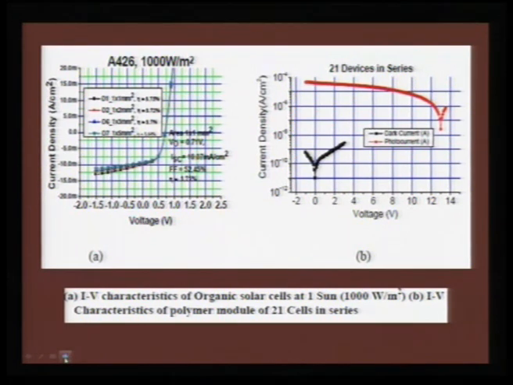And you can see the threshold voltage for these solar panels is less than 1 volt, therefore the device performance is good, and you are able to get very good current density, and 21 devices in a series can be arranged to demonstrate how this can be made.